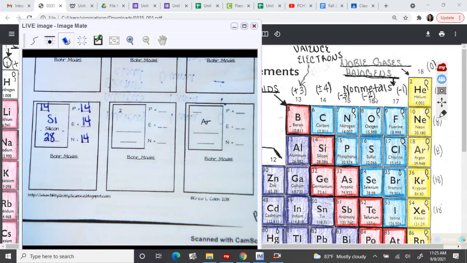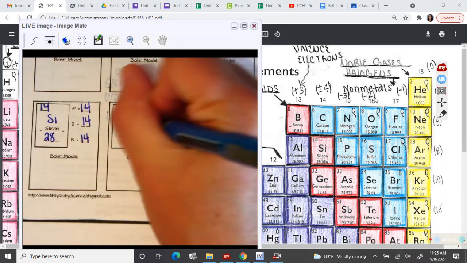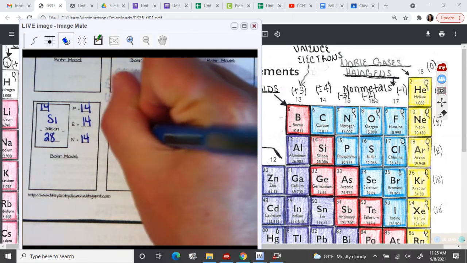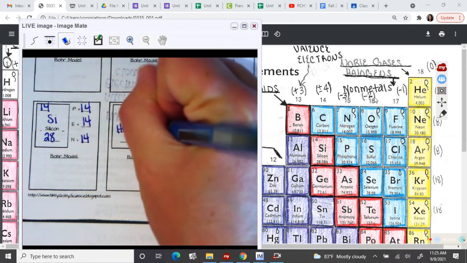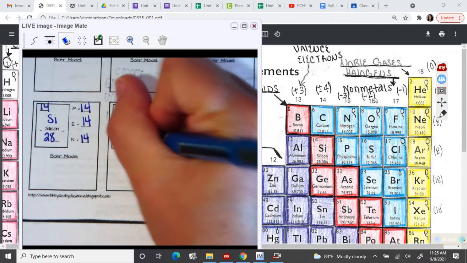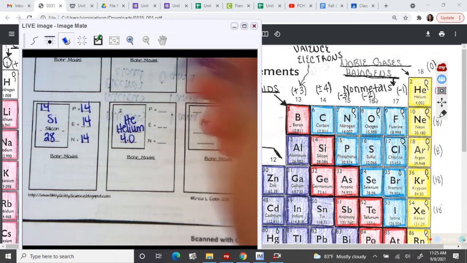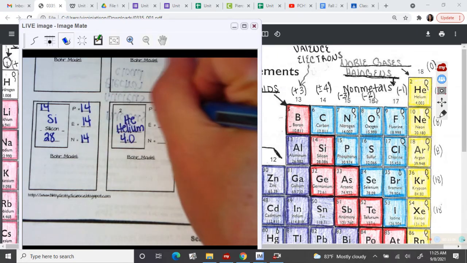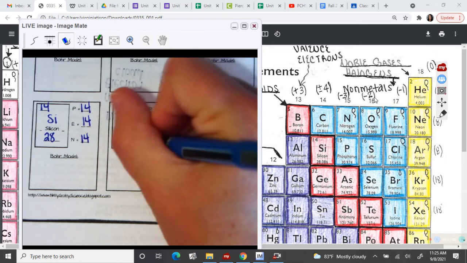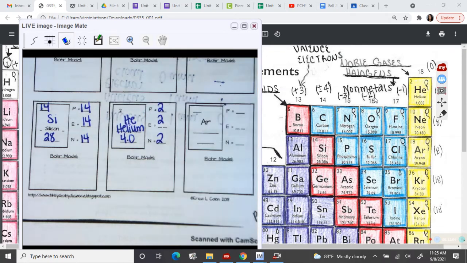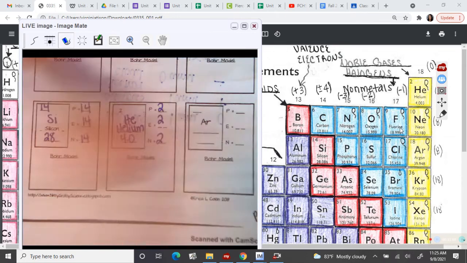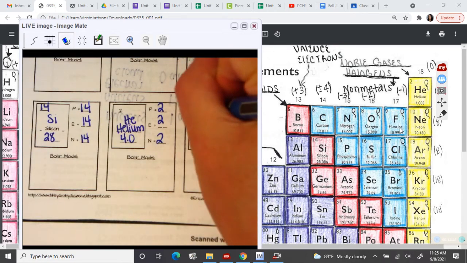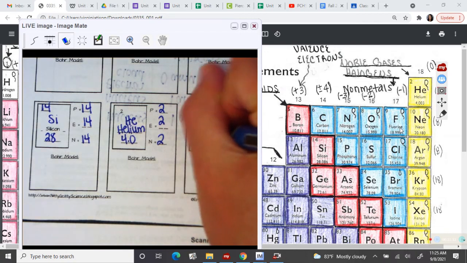All right, now I'm looking at number 2. I see 2 right here. It is helium, He. It has an atomic mass of 4.0. My protons, right here, my atomic number. And then 4 minus 2 is 2. All right, and the last one is argon. Argon is right here. We've got an atomic number of 18. The name is argon.